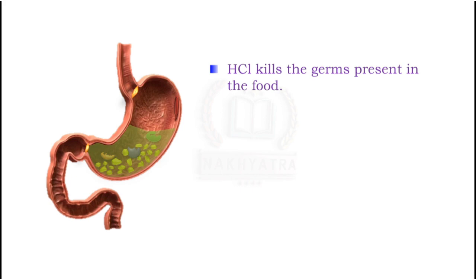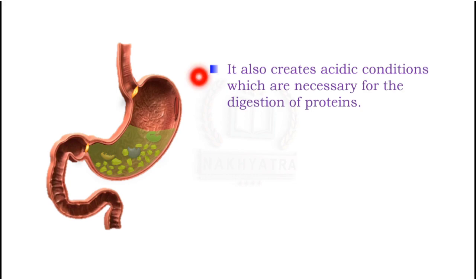So HCl kills those germs. Now let us see the second function. It also creates acidic conditions which are necessary for the digestion of proteins.